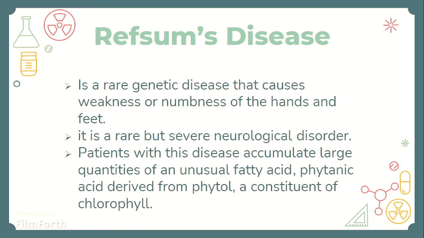Refsum's disease is a rare genetic disease that causes weakness or numbness of the hands and feet. It is rare but a severe neurological disorder. It is caused by a defect in the alpha oxidation due to deficiency of the enzyme phytanic acid hydroxylase. Patients with this disease accumulate large quantities of an unusual fatty acid, phytanic acid, derived from phytol, a constituent of chlorophyll.